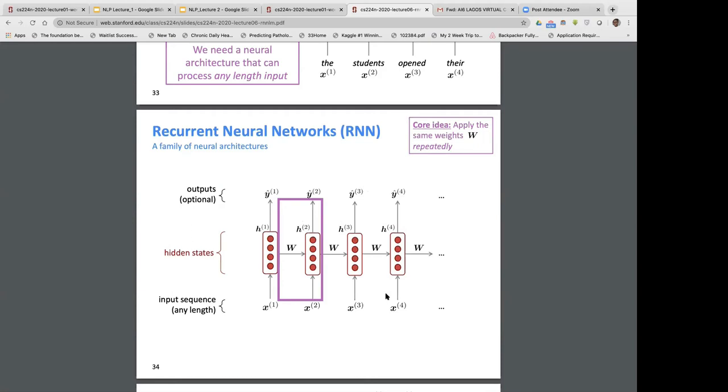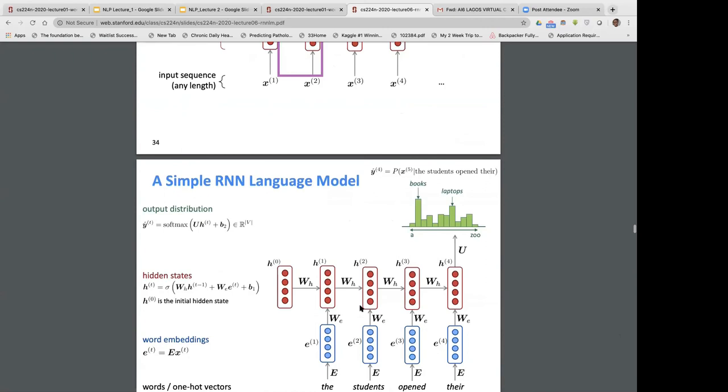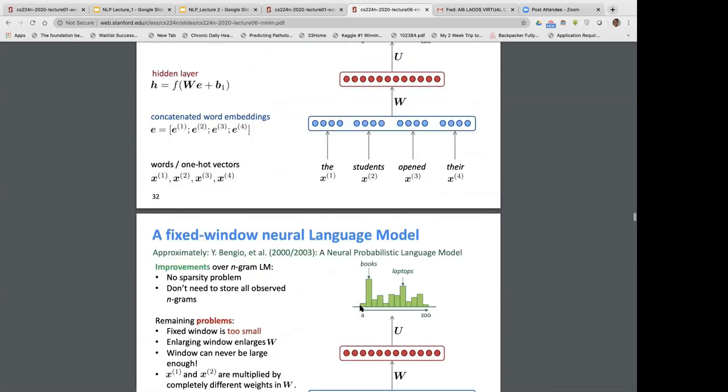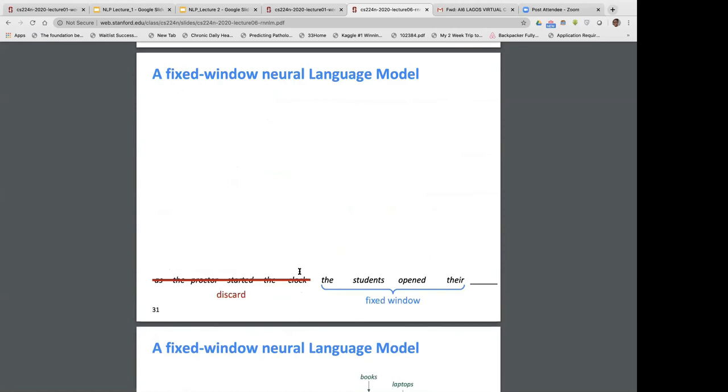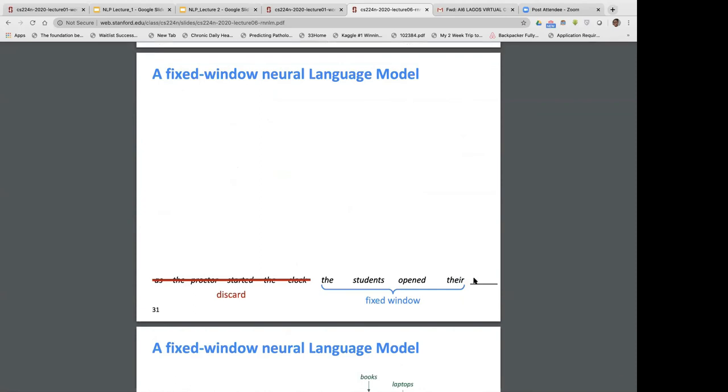The idea is to apply the same weights repeatedly over all the occurrences in your data, such that you are encoding important information across all your data. If I'm using an RNN for this sentence, once discard as the proctor started the clock, we'll start from us, encode information from us into D, encode these two into proctor, encode all this information into started, and keep on going like that. At the end of the day, to predict there, we would have gotten enough context from a lot of words that have come before it.